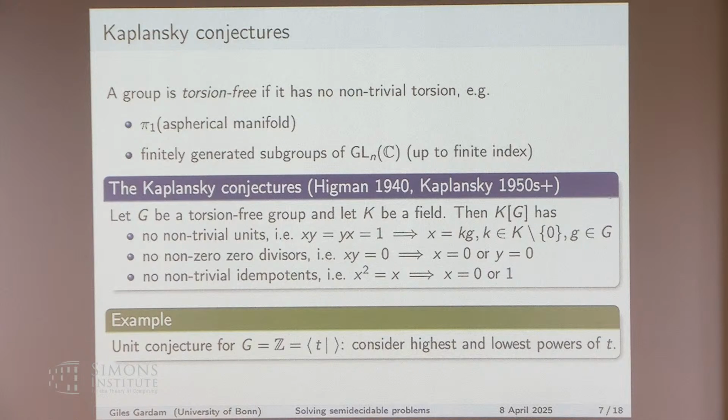Okay. So that's one way of proving the unit conjecture for this group, and really all the ways we have to prove the unit conjecture are just generalizing this idea in some way. We'll get to that at the very end.